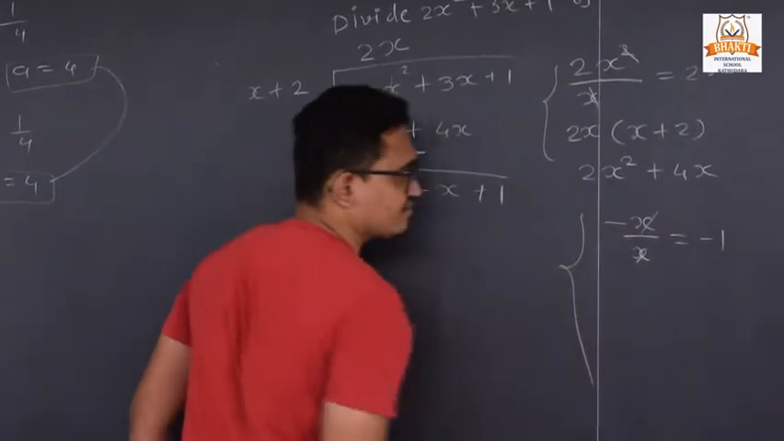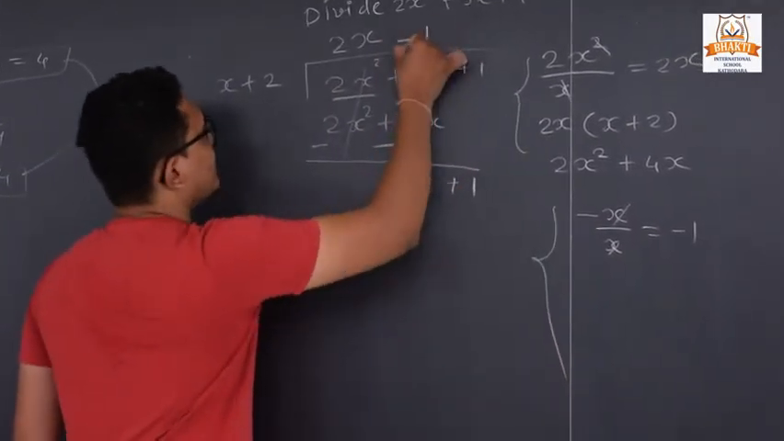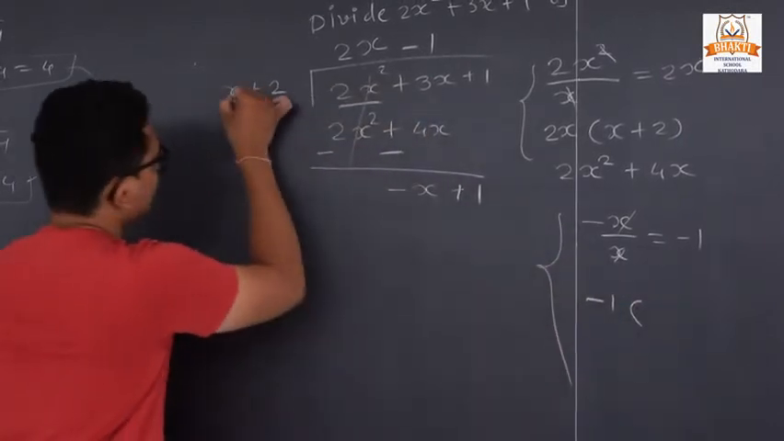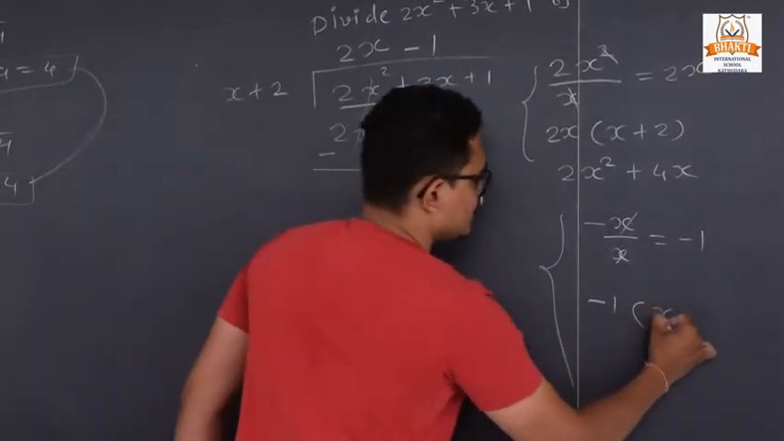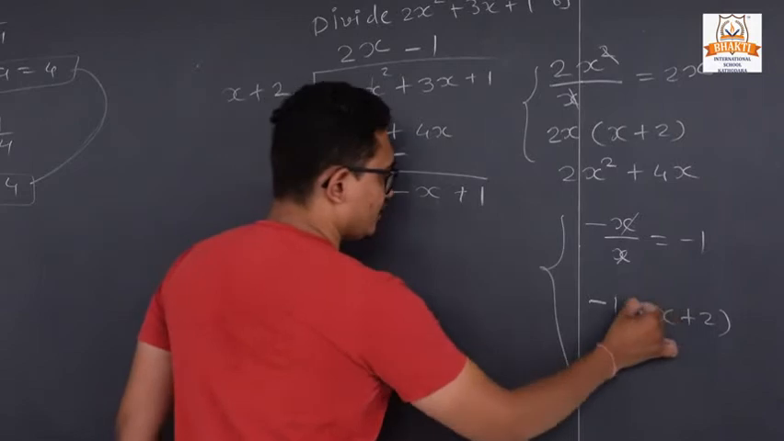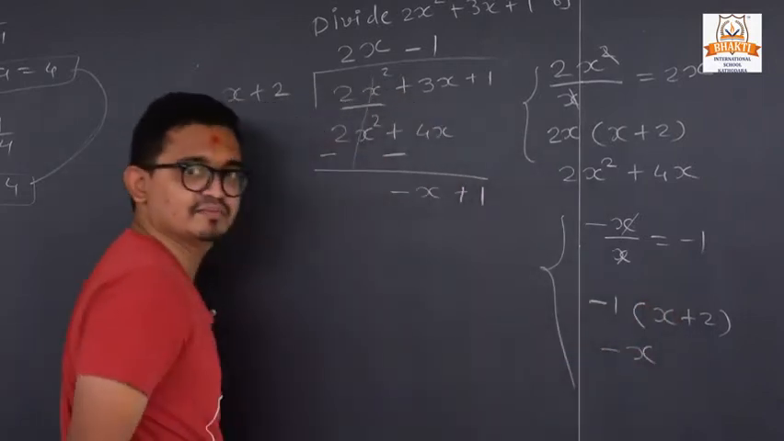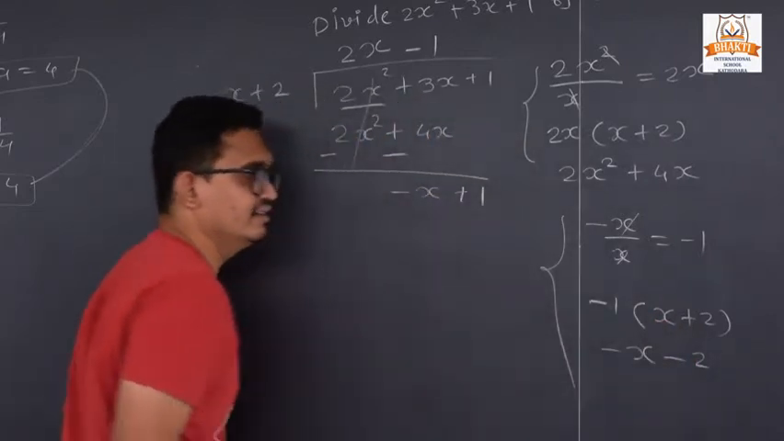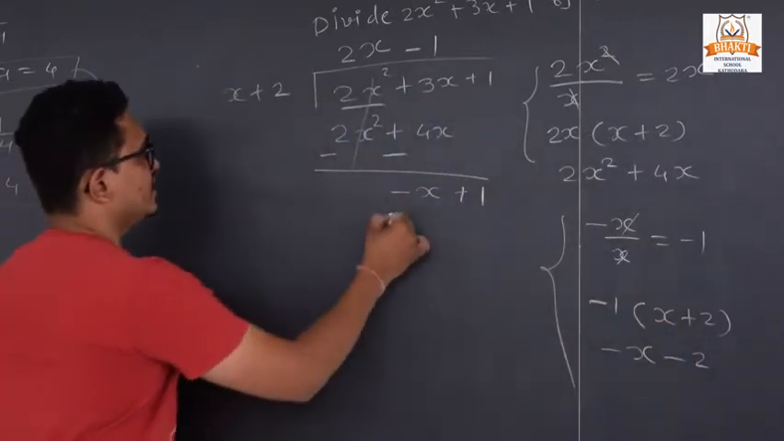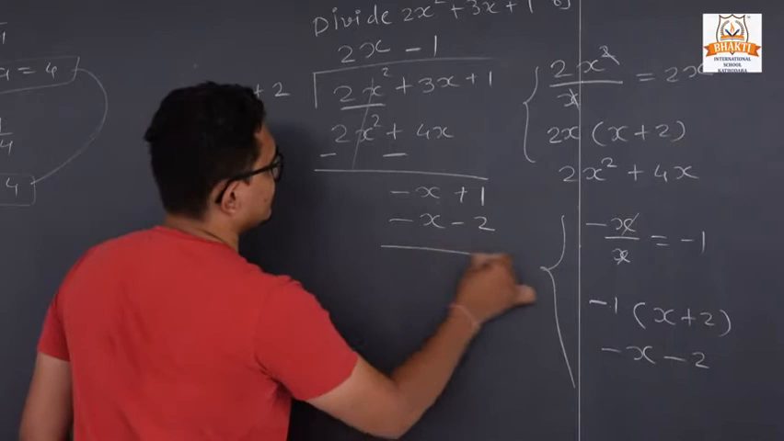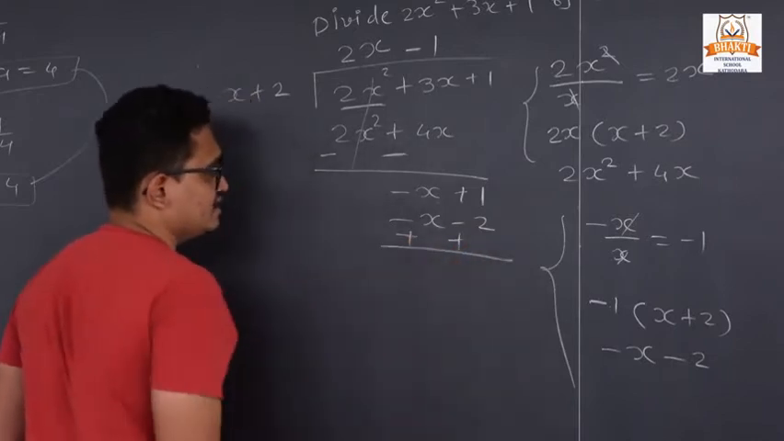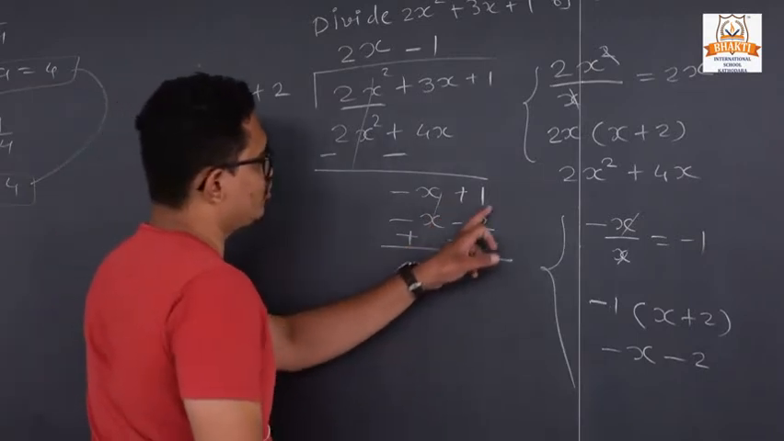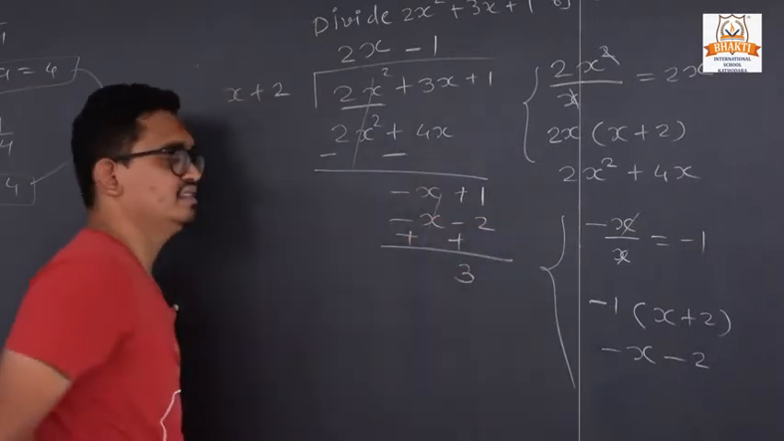So the answer is minus 1. So here we can write minus 1. Now, minus 1, multiply these both. So x plus 2: 1 into x, so it will be minus x, and 2 ones are 2, so minus 2. Now the sign will be changed, so these both are cut. Plus plus, so 2 plus 1, the answer is 3.